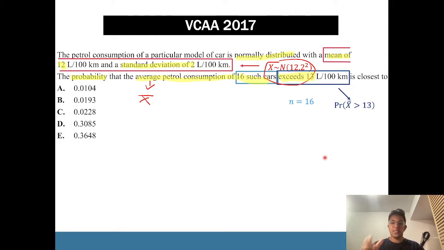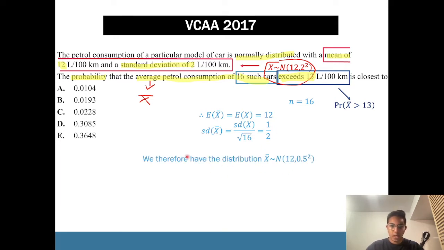So we want the probability of the sample mean distribution to be greater than 13. So we need to build our sample mean distribution. The expected value of x bar is just the same as the mean. The standard deviation is just going to be the standard deviation of x over the square root of n, so it's going to be 2 in this case over 4, and that gives us 1 over 2. And this is our sample mean distribution. We now chuck this into our calculator, and we get option C.